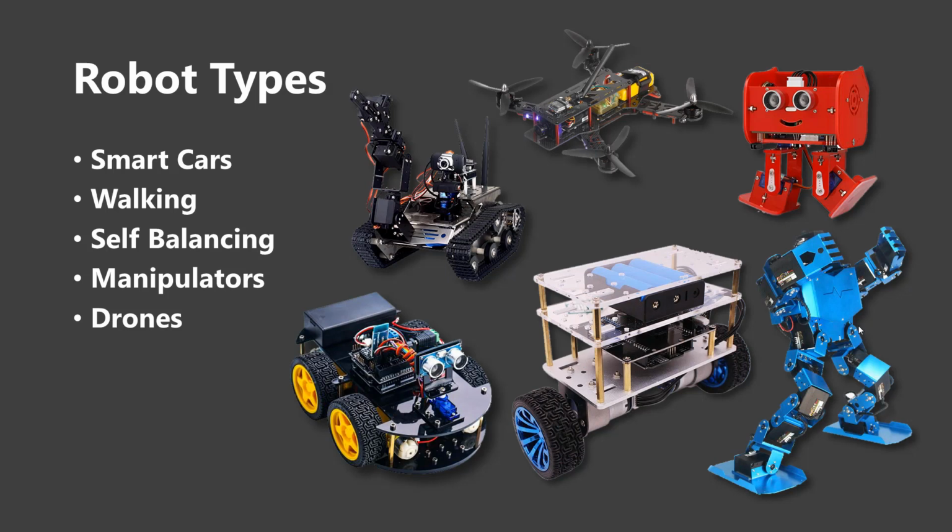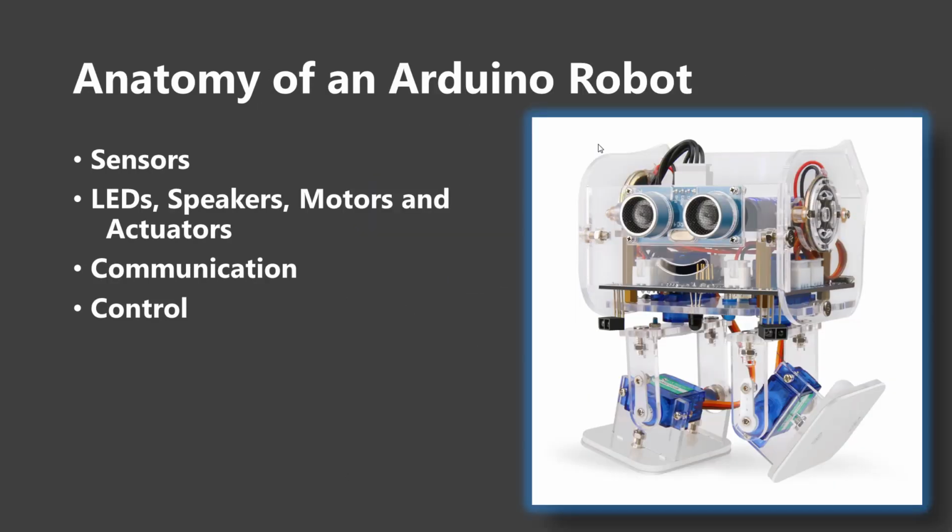There are many different types of Arduino-based robots, such as smart cars, walking robots, self-balancing robots, robots with manipulators, and even drones. The robots will typically have some input sensors and output devices such as LEDs, speakers, motors, and actuators. The robots will usually have some form of communication, and finally, they all typically have some kind of control board, usually Arduino based, but it can be based on other controller, also being able to be programmed from the Arduino IDE.